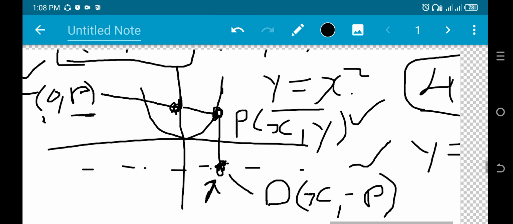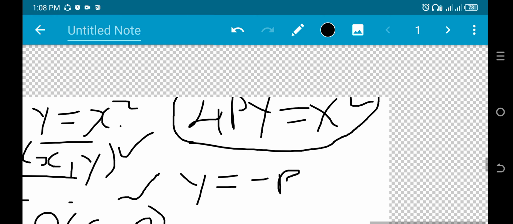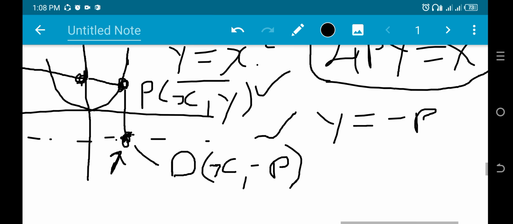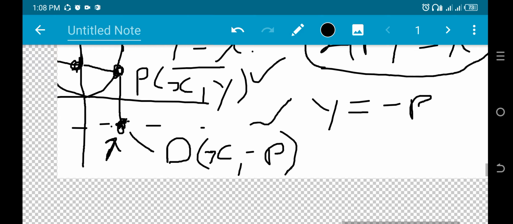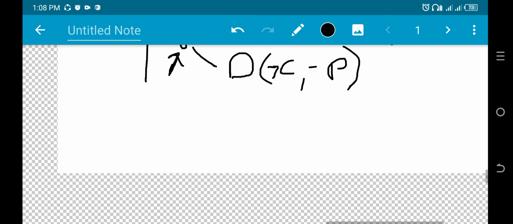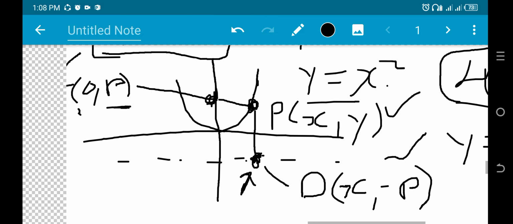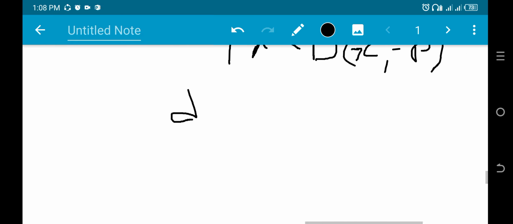Now we'll use these points to come up with this equation. How are we going to do it? We're going to use the distance formula. So the distance from the focus, which is capital F, to this arbitrary point here, we are going to take into consideration.